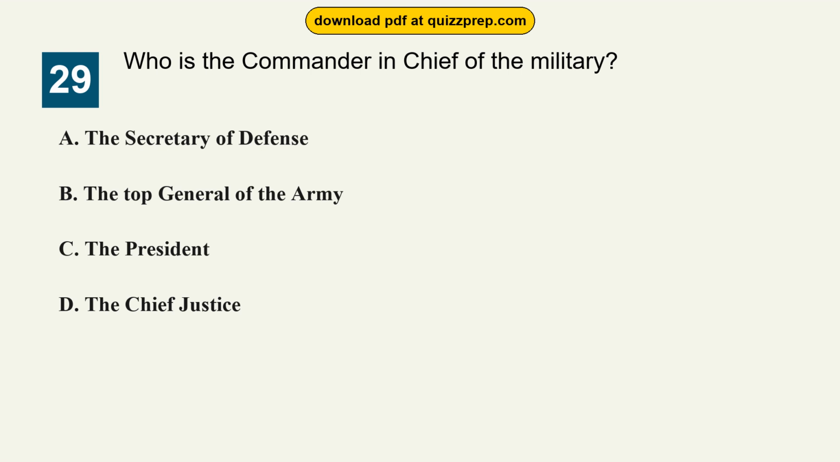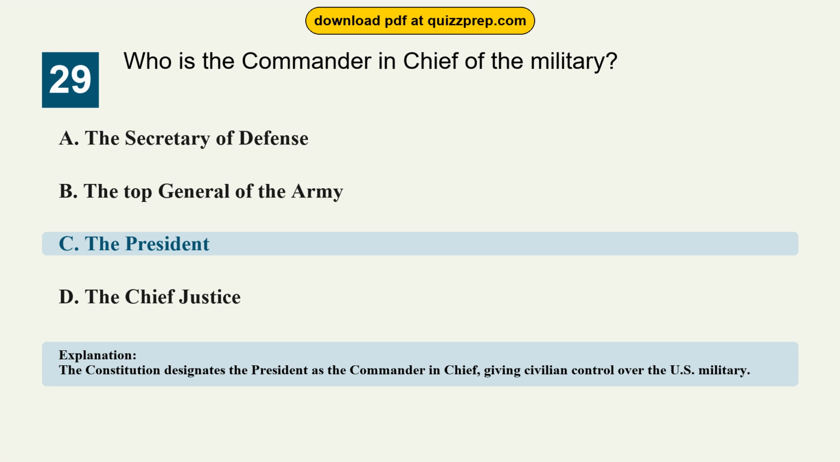Question 29. Who is the Commander-in-Chief of the military? Option A. The Secretary of Defense. Option B. The Top General of the Army. Option C. The President. Option D. The Chief Justice. The correct answer is option C. The President. The Constitution designates the President as the Commander-in-Chief, giving civilian control over the U.S. military.